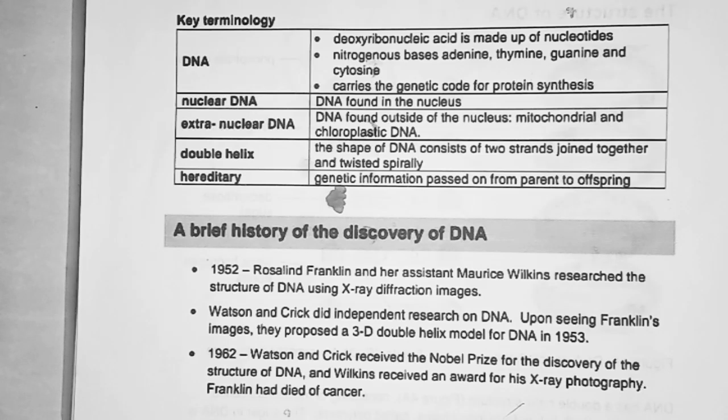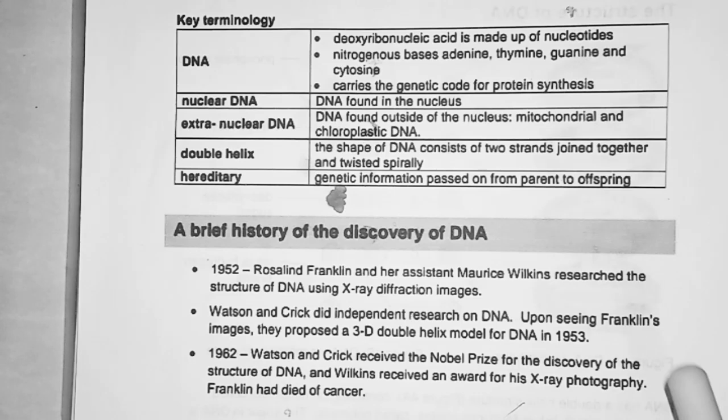A brief history of the discovery of DNA. In 1952, Rosalind Franklin and her assistant Maura Strickland researched the structure of DNA using X-ray diffraction images. Watson and Crick did independent research on DNA upon seeing Franklin's images. They proposed a 3D double helix model for DNA in 1953.